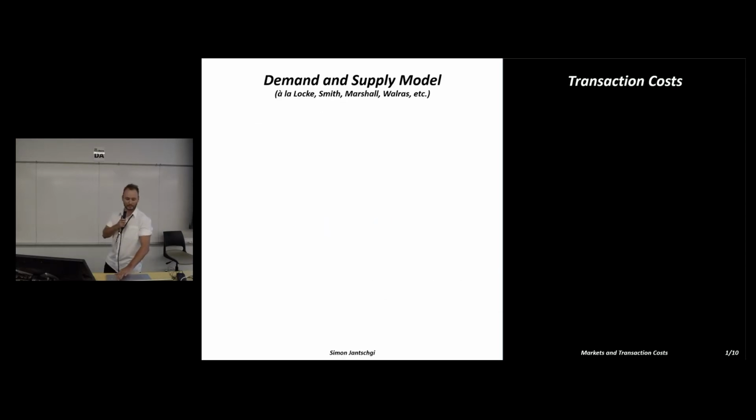So let's start with some economics 101. What we actually look at when we talk about markets is one of the simplest economic models, basically as old as economic theory itself, namely that of a two-sided commodity market. That is, you have buyers and sellers who want to buy or sell one unit of an indivisible good.